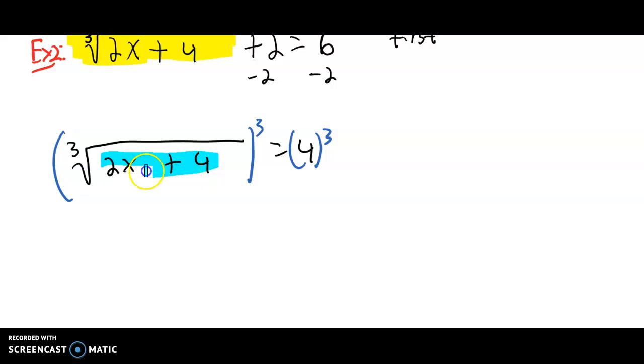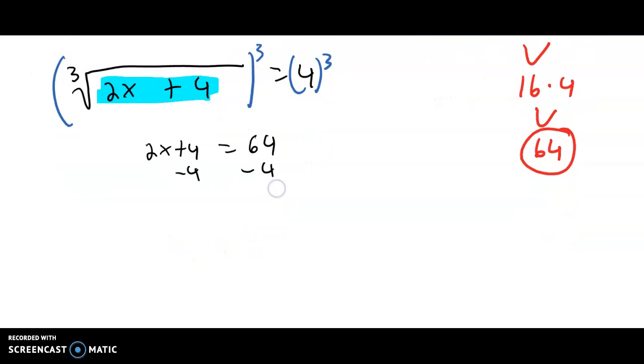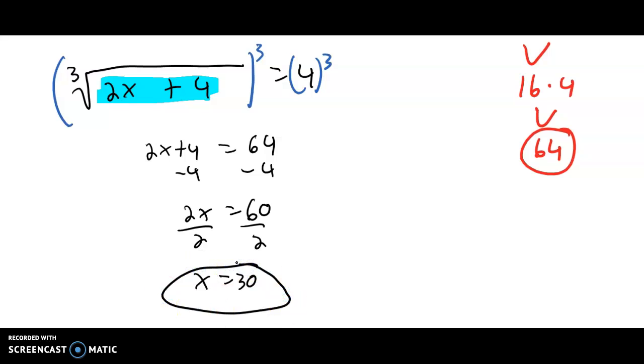On my left-hand side, I'm just going to be left with whatever's inside, which is 2x plus 4. I'm going to show 4 cubed off to the side here. 4 times 4 times 4. 16 times 4 is 64. So all this equals 64. Solving for x, take away 4. 2x equals 60. Divide by 2. x is 30. And that's it. No need to check the answer because it's a cube root.